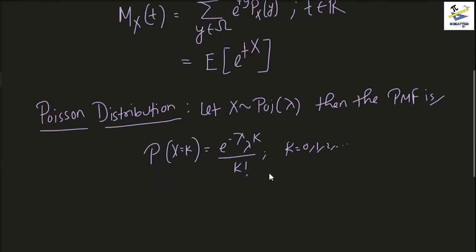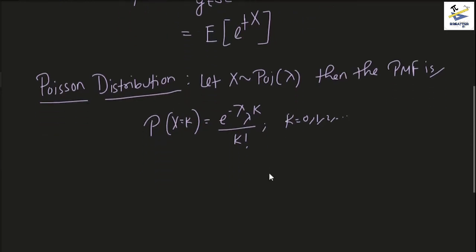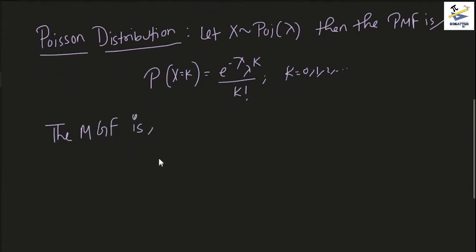Now since this is a Poisson distribution and we are interested in finding the MGF, as I told you, the MGF is denoted by a capital M. We give a subscript of the random variable for which we are finding the MGF, and we denote a parameter t, and it is given by the expectation of e to the power tX.